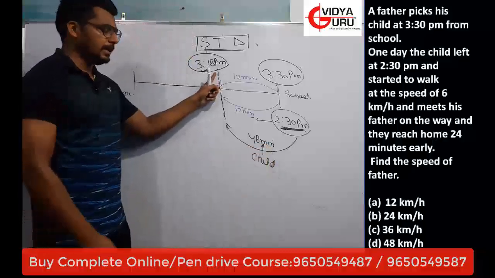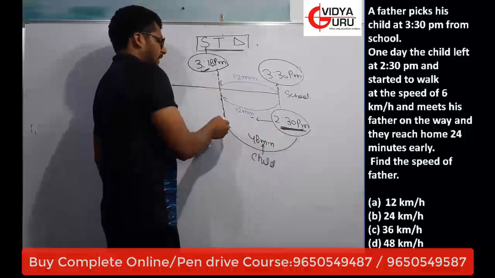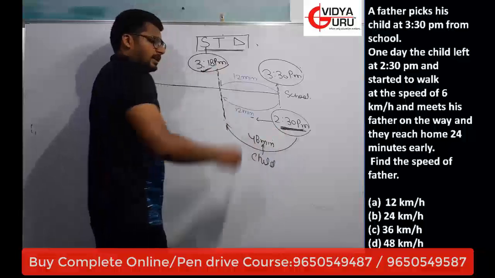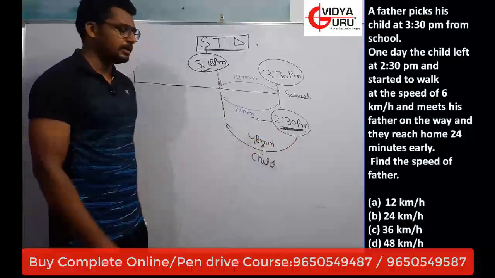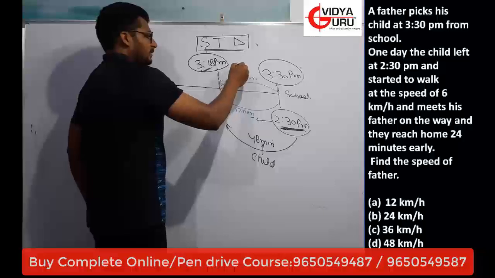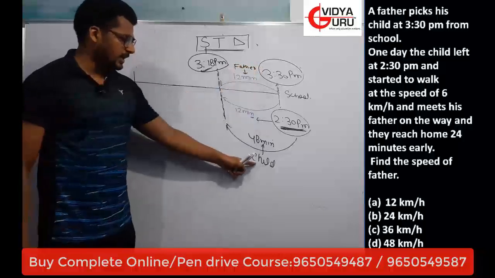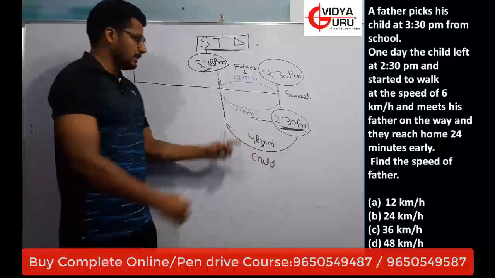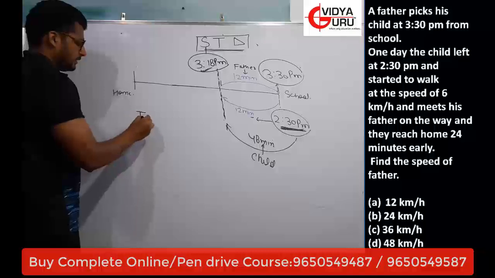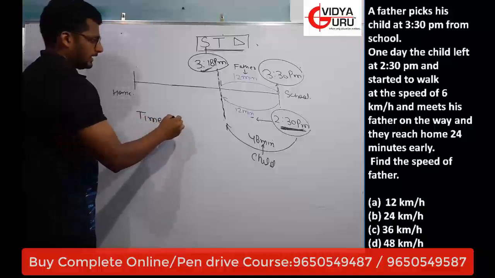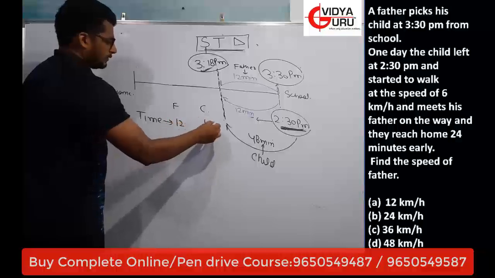Here time will be 3:18 and child had left at 2:30 p.m. and reached here at 3:18 p.m. because he met his father here. So how much time does child take to cover this distance? 48 minutes. This distance is covered by father in 12 minutes and by child in 48 minutes. Distance is constant. If distance is constant, the ratio of time is given, father to child: he takes 12 minutes, he takes 48 minutes.